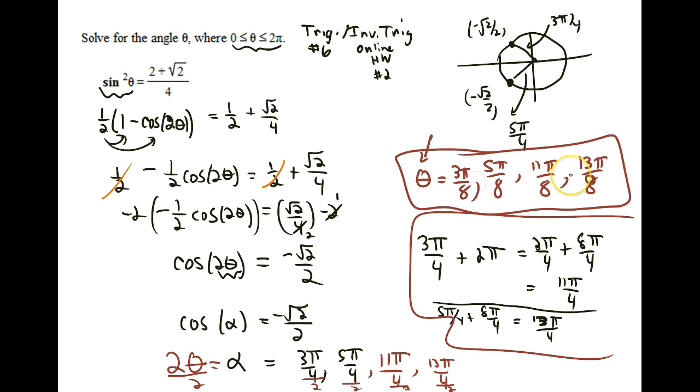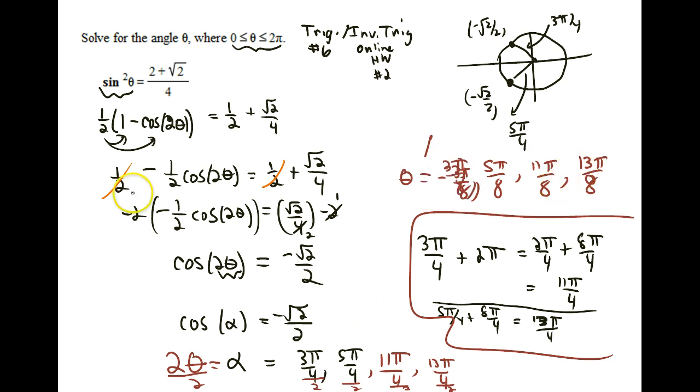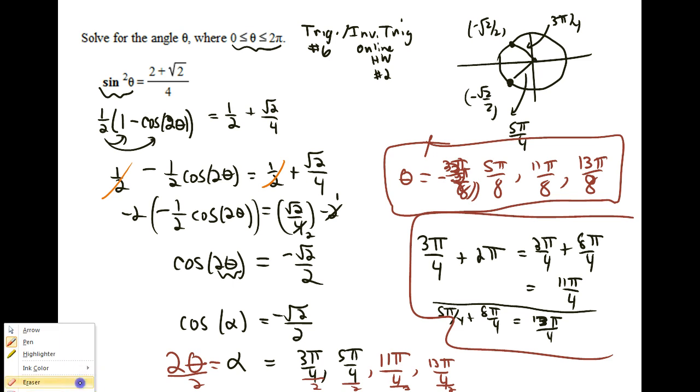And those are all within 0 to 2 pi. And so that's how they wanted you to do that question. Okay, great.